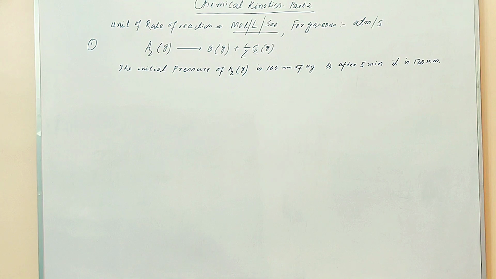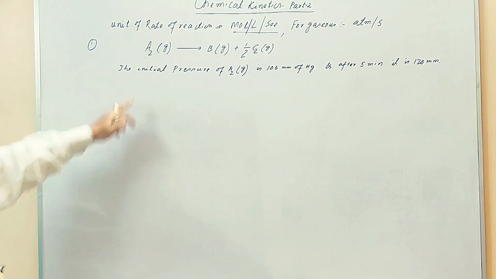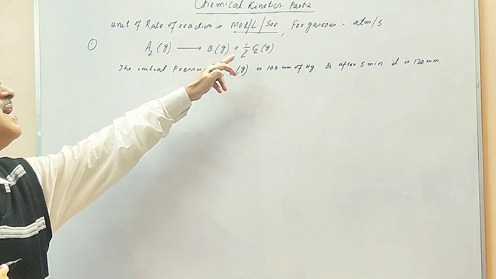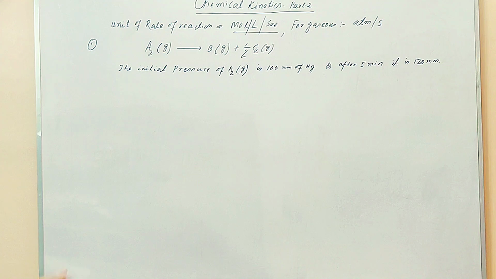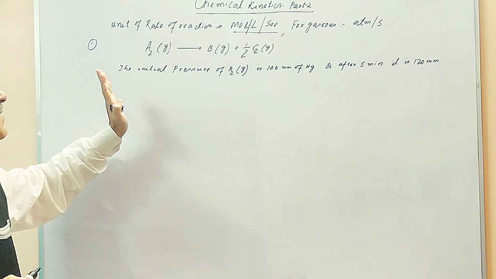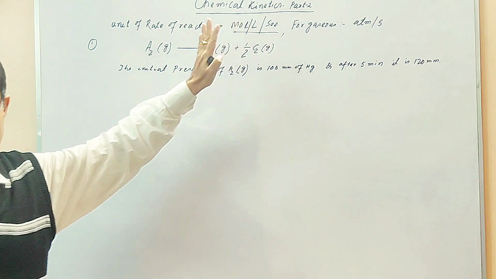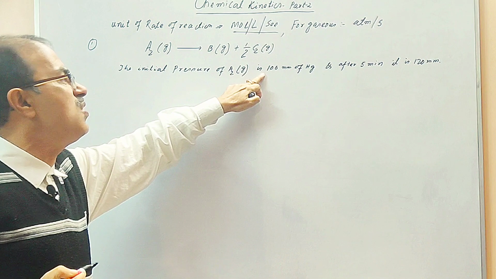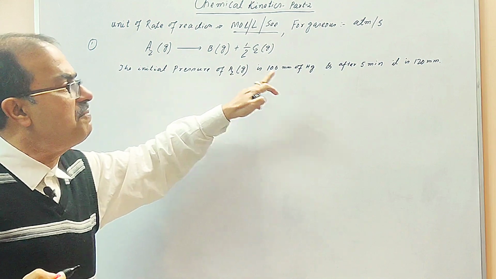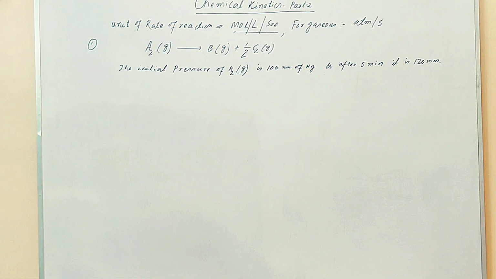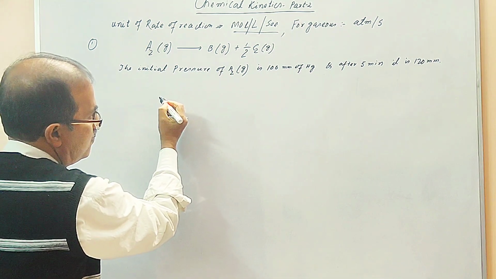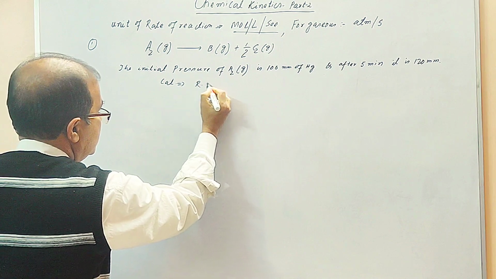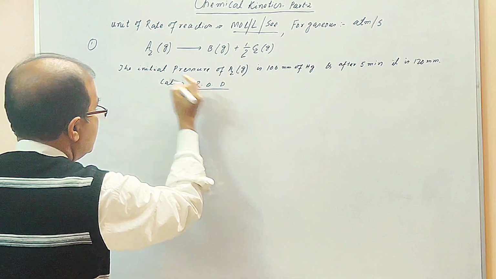Now this is the numerical question given. In this reaction, A2 gas is decomposed and it gives B gas and C2 gas. The initial pressure, when there is no product and only reactant is there, was 100 millimeter of Hg, and after 5 minutes it is 120 millimeter of Hg. You have to calculate the ROD, the rate of disappearance of this.